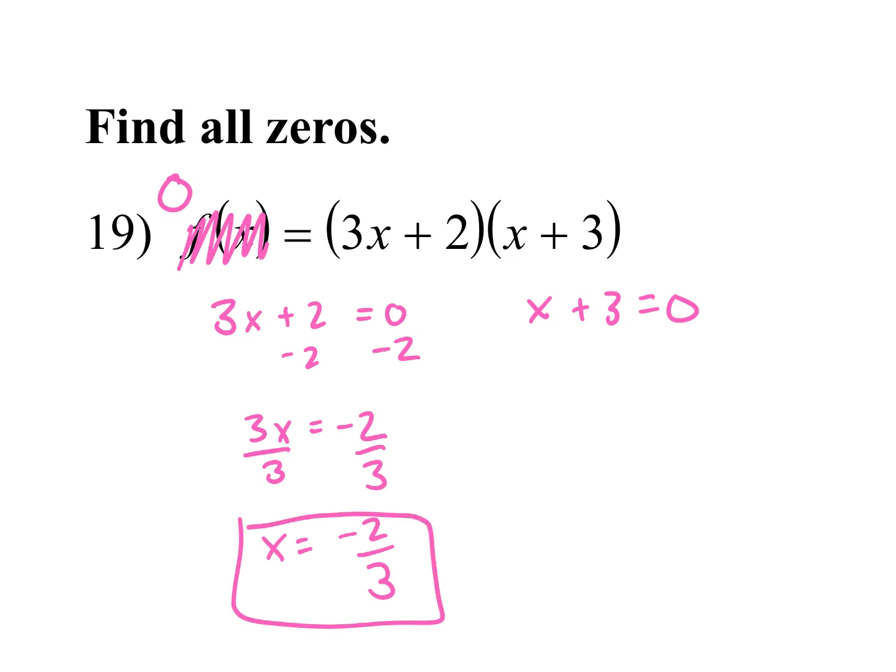And then for the other one, what should I do? Subtract 3. So x is equal to? Negative 3. So there's our other answer. So to find the zeros, we just set each parenthesis equal to 0. It's already factored for us.